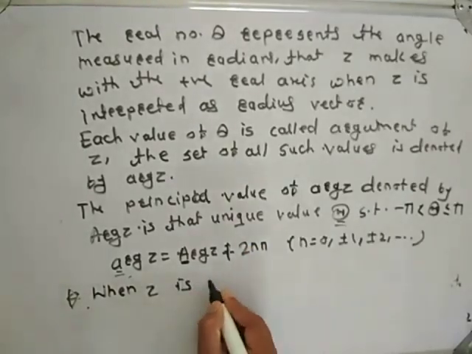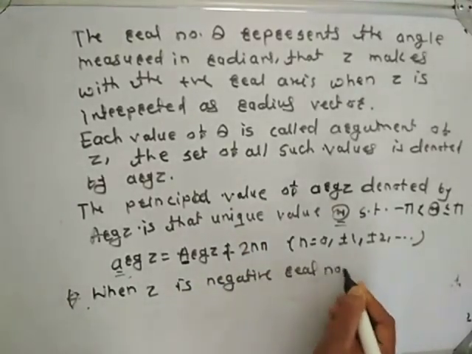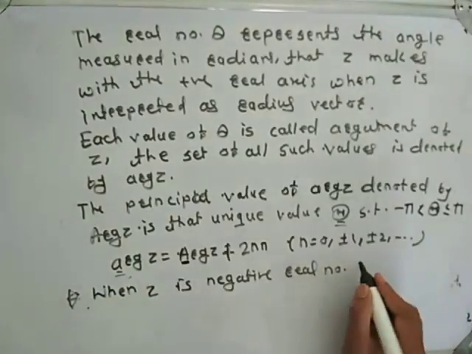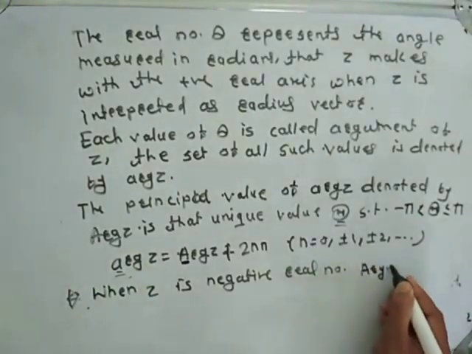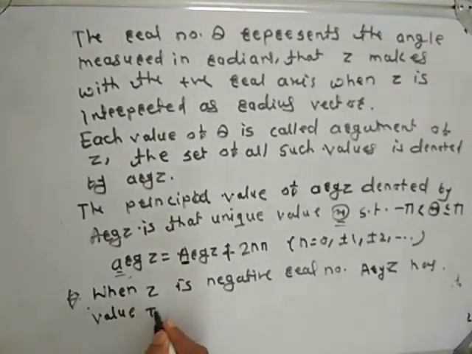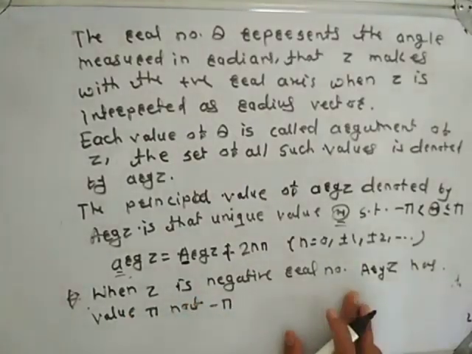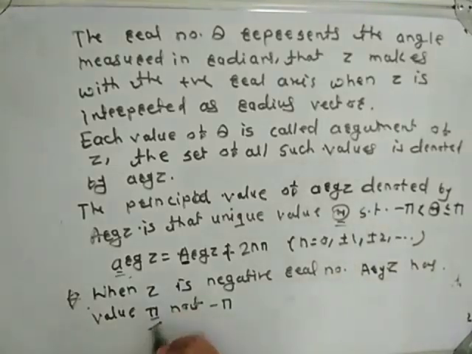When z is a negative real number, argument of z has value pi, not minus pi. Keep in mind this. Okay, we will stop here.